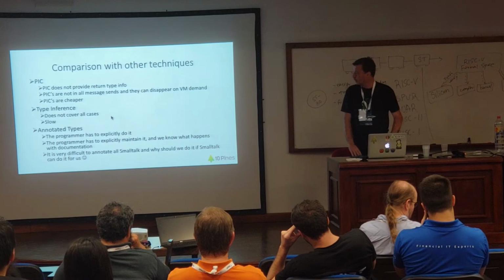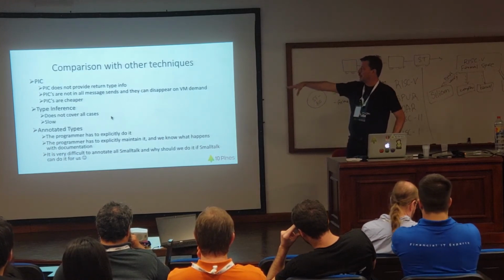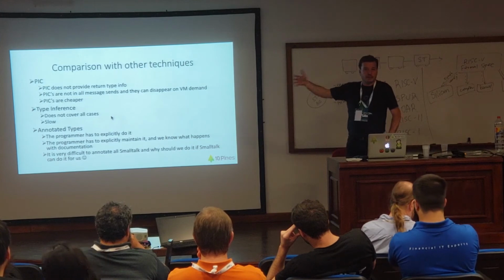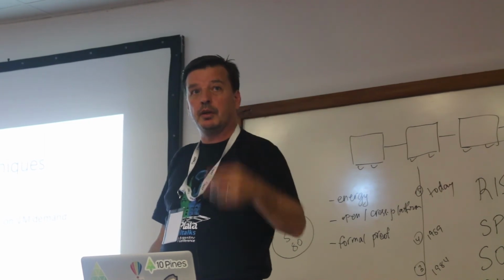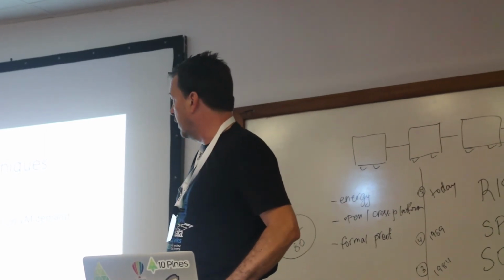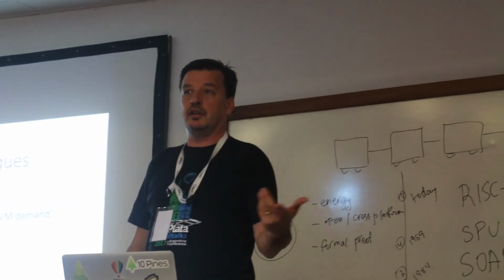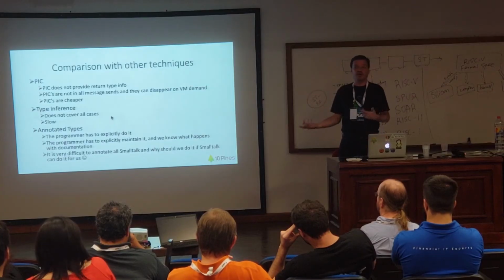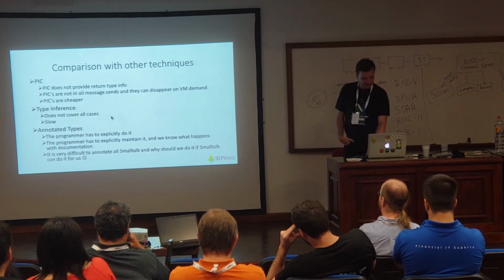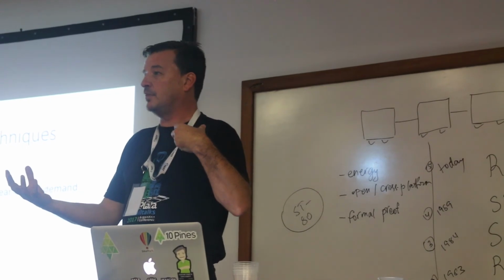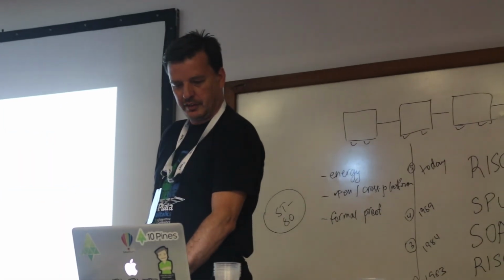So, some comparisons with other techniques. Well, we talked a little bit about type inference. Type inference doesn't cover all cases because it's static and it's slow. Annotated types, we were talking about that just today with Jan. The thing with annotated types is that the programmer has to annotate the types. And why should we do it if the computer can do it? Same idea after you get the types, but why should we do it? Let Smalltalk do it for us.